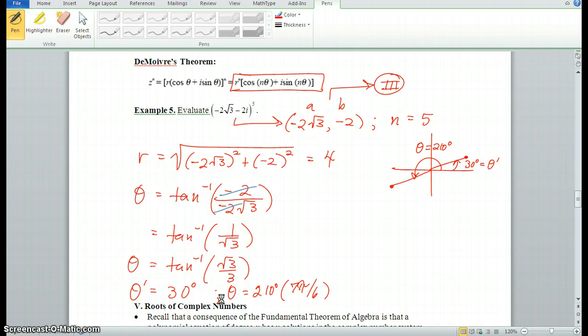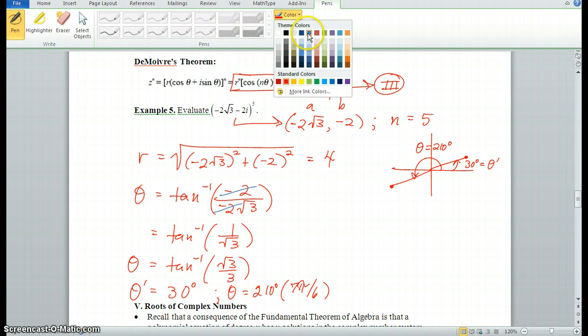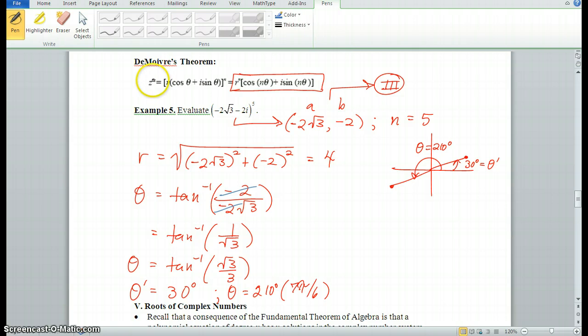So let's start the ball rolling once again with our de Moivre's theorem with now z to the n. I know n is 5, so z to the 5th, and that's equal to, again, this part of the formula or theorem that I'm going to use. And we've got r, so 4 to the 5th times the quantity cosine 5 times, and I'll use 7 pi over 6 here. Could you use 210? Absolutely. But let's go ahead and use 7 pi over 6.